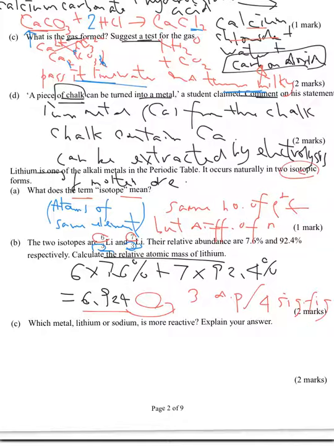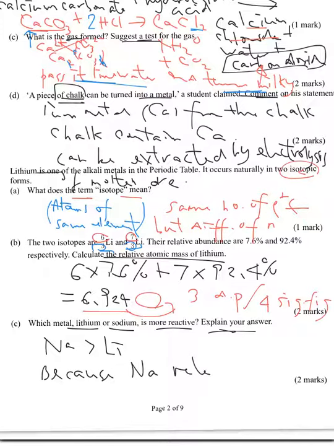Now, which metal, lithium or sodium, is more reactive, and explain the answer. Of course, looking down group 1, sodium will be more reactive than lithium. But why? As I mentioned before, reactivity relates to the ease of releasing electrons. So you simply write down that sodium releases electrons more easily than lithium.